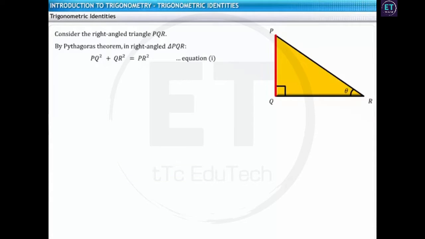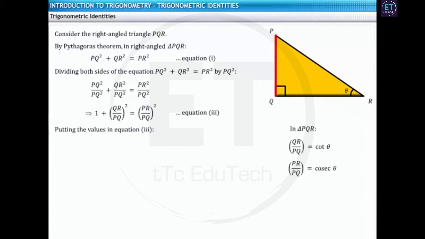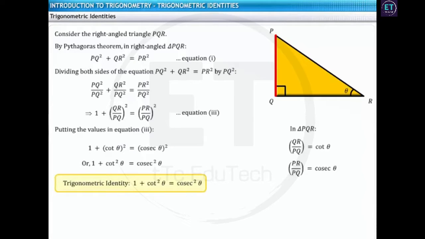Now, consider side PQ, the opposite side for angle theta. Let us divide both sides of equation 1 by PQ square to get equation 3. Now, in triangle PQR, the ratio QR upon PQ is equal to cot theta, and the ratio PR upon PQ is equal to cosec theta. Putting the values of these ratios in equation 3, we get an equation 1 plus cot square theta is equal to cosec square theta. This equation is a trigonometric identity.